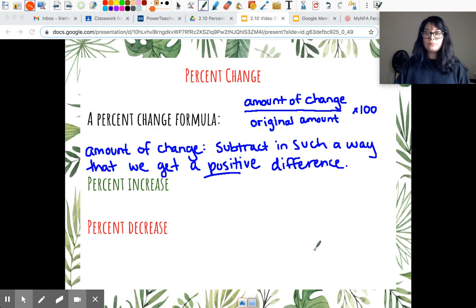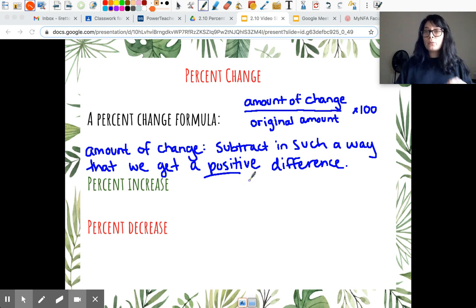So for example, if you knew that the sale price of a shirt was now $40 and the original price was $50, you can actually use this formula to figure out what was the percent discount. But you'll always want to subtract to find the amount of change. So if I wanted to find the amount of change, I would do 50 minus 40, and that would give me 10. And I would always subtract in such a way that I get a positive answer.